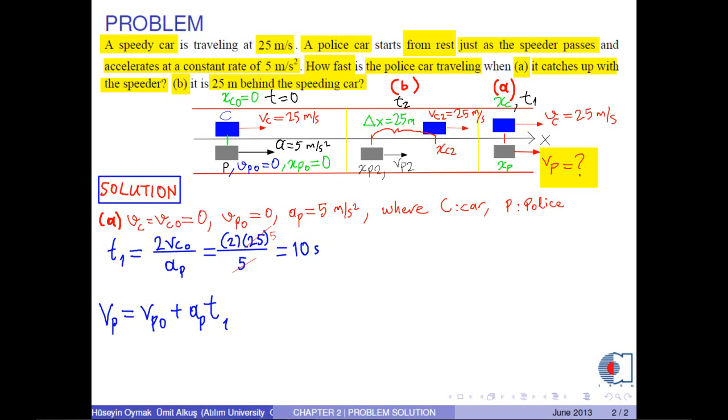Well, the velocity of the police at this time is found by this formula. Here, VP0, that is the initial velocity of the police, is 0. Then we obtain AP times t1, which is equal to 5 times 10. Then the result is 50 meters per second.